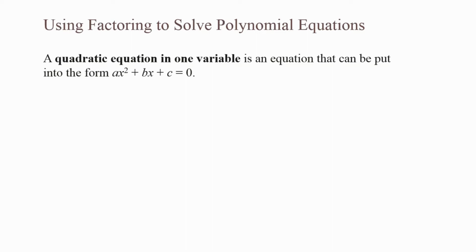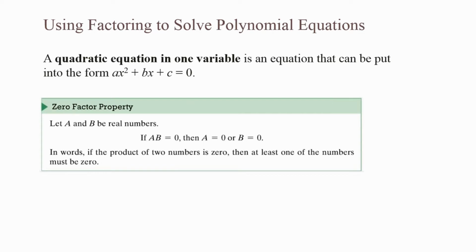Using factoring to solve polynomial equations. A quadratic equation in one variable is an equation that can be put into the form ax squared plus bx plus c equals 0. Zero factor property. Let a and b be real numbers. If a times b equals 0, then a equals 0 or b equals 0. In words, if the product of two numbers is 0, then at least one of the numbers must be 0.